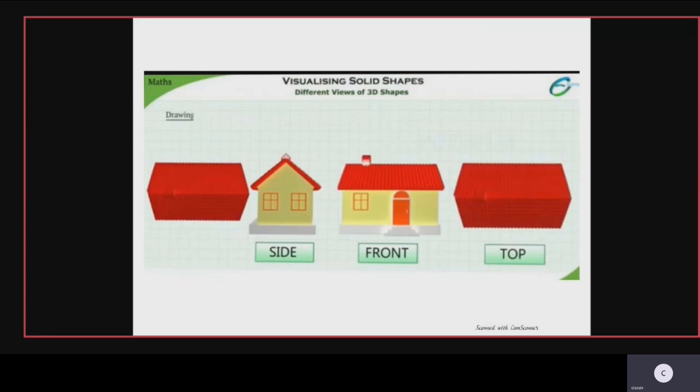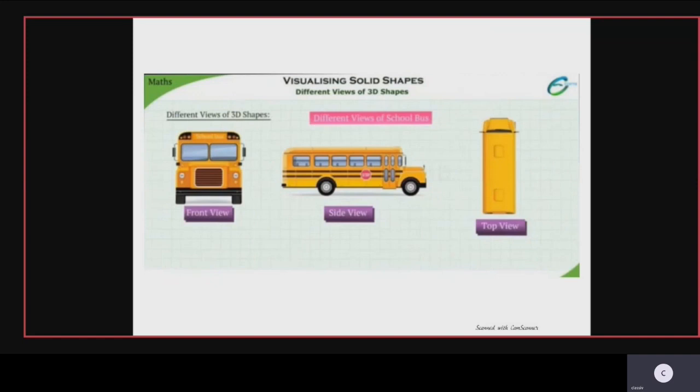In your classwork, children, draw this diagram, the side view, front view, and top view of a hut. Draw this also, children. Different views of a 3D shape using a bus. Draw the front view, side view, and the top view.